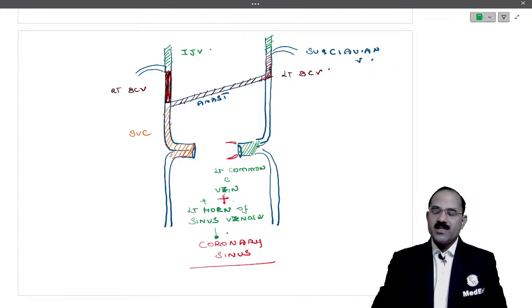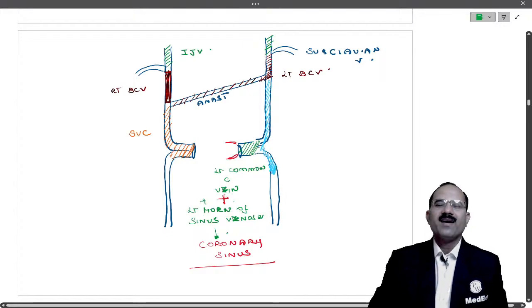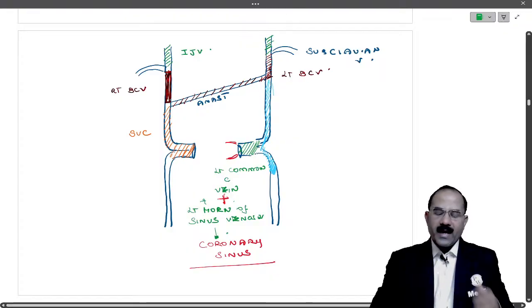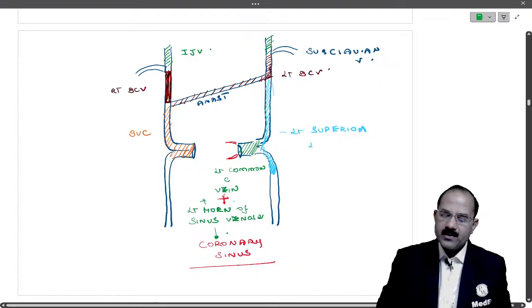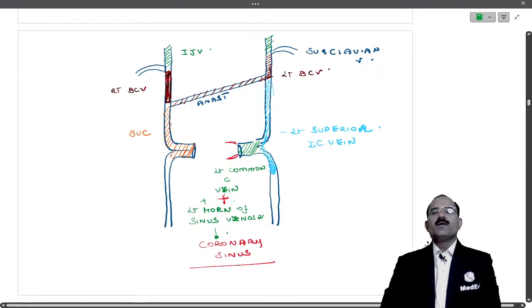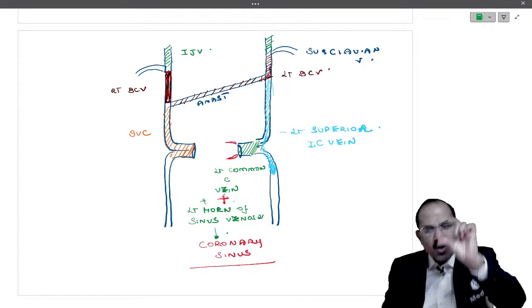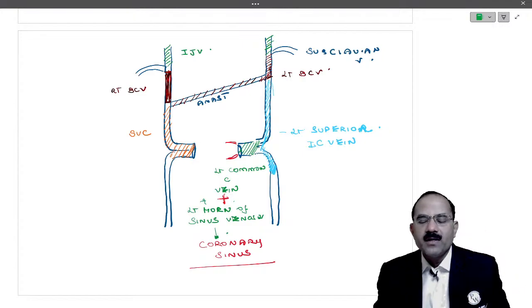And now you tell me, children, the left anterior cardinal vein below the anastomosis and the proximal part of the left posterior cardinal vein. This is going to form the left superior intercostal vein. So the left anterior cardinal vein below the anastomosis and the proximal part of the left posterior cardinal vein is going to form the left superior intercostal vein.